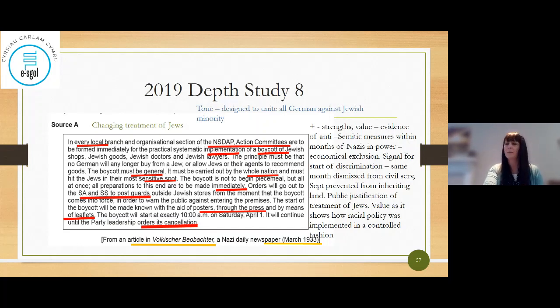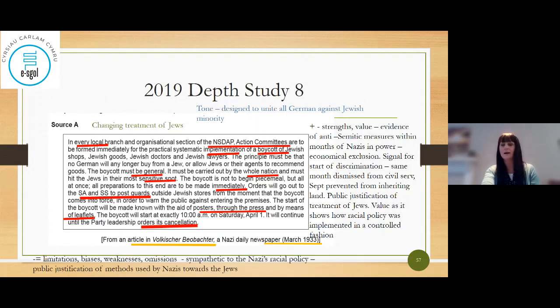It's almost like a public justification of how they are now going to treat the Jewish people. So it's valuable in showing that the racial policy was implemented in a very controlled fashion and very, very soon after they had come into power, from this source. So that's the strength and the value of the source, and that would be a plus, okay?